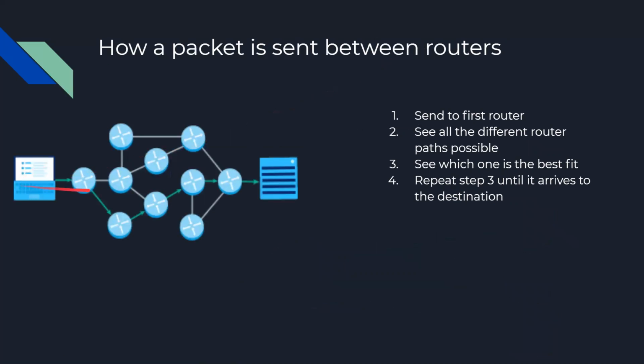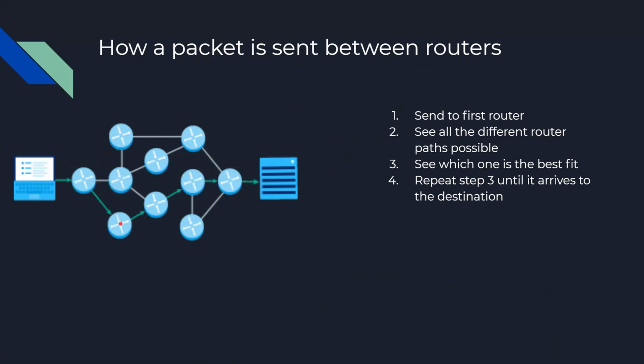Okay, so now it's how the packet is sent between routers. A router is like a connection thing you have at home. So here is a possible router connection. Here are the steps. First, you send to the first router. Then you see all the different router paths possible.